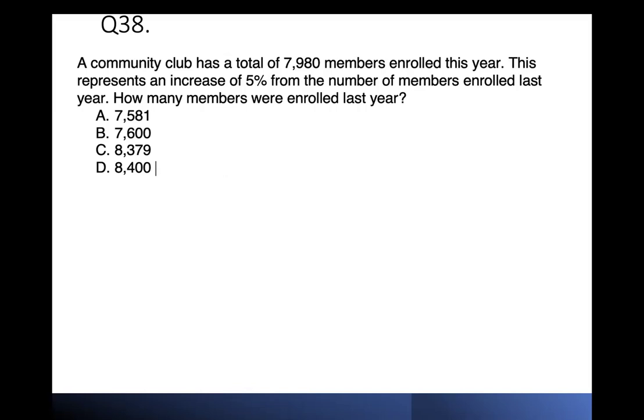A community club word problem. I've shown you how to do it. You cannot just read it. As you read, you put it together. A community club has a total of that. That means this is the total, 7980.